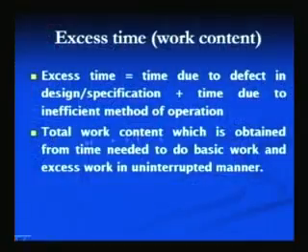and the total work content, which is obtained from the time needed to do the basic work and the excess work in an uninterrupted manner. And this is how the time required to do a given job is obtained, provided ineffective time is neglected or not taken into account. So, the total work content will indicate the time required to do some work on the product for its completion, and which will include the basic work plus excess work, and this operation will be carried out in an uninterrupted manner.